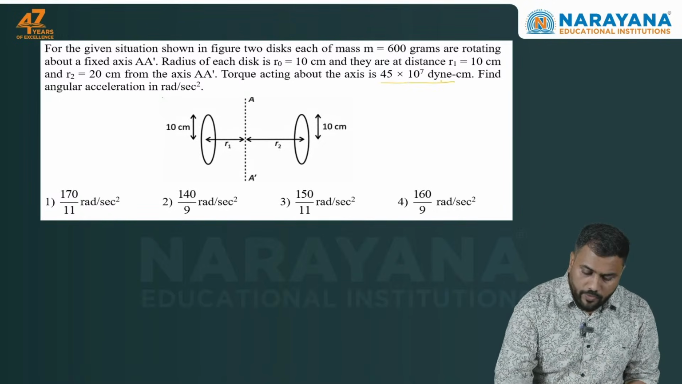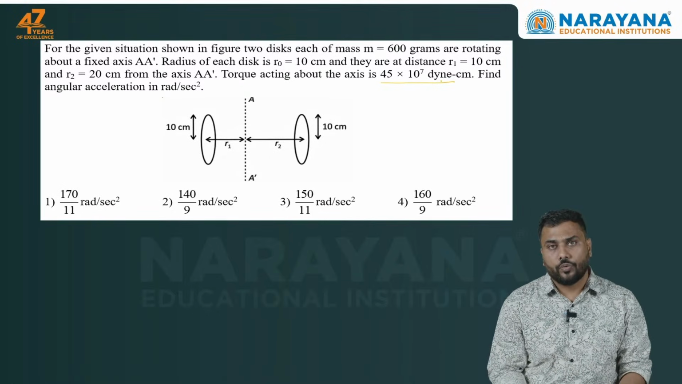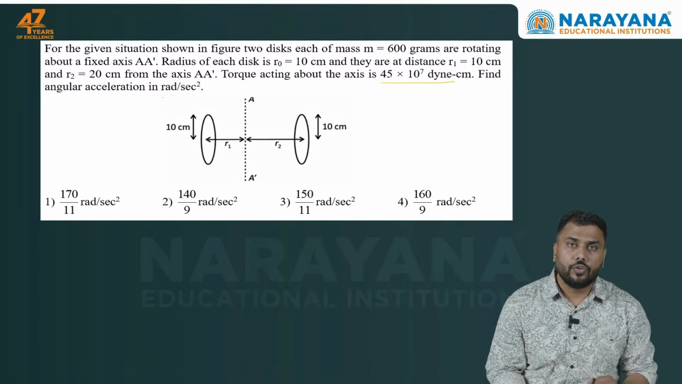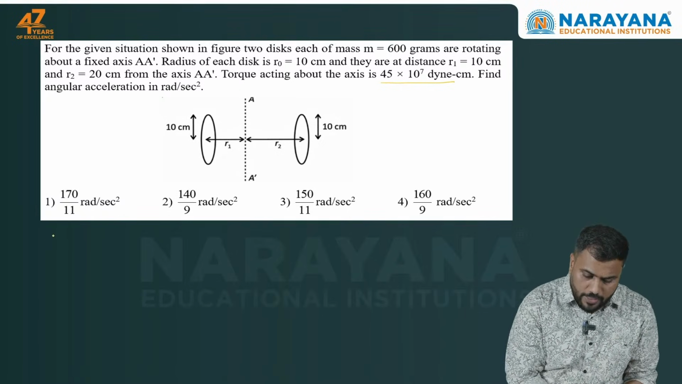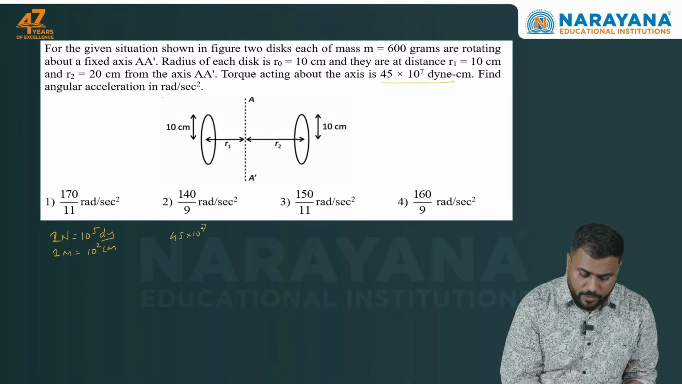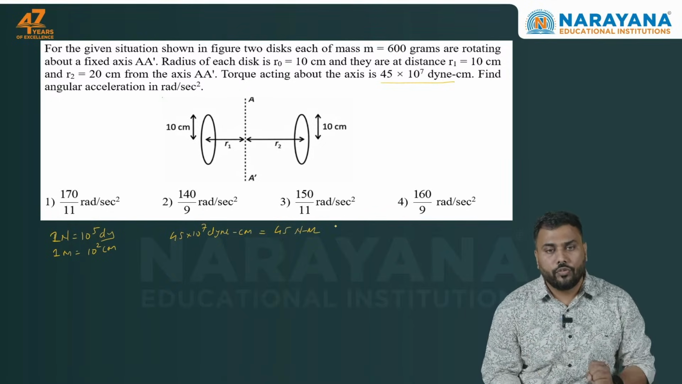See, the torque in the question is given in dyne centimeter. So I am going to first convert this dyne centimeter to Newton meter. I know that 1 Newton is 10 power 5 dyne and 1 meter is 10 power 2 centimeter. That means this 45 into 10 power 7 dyne centimeter is nothing but 45 Newton meter of torque. So I know the torque value in SI units.